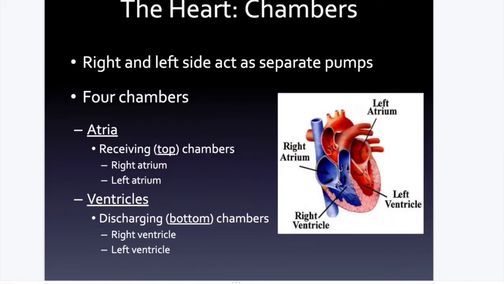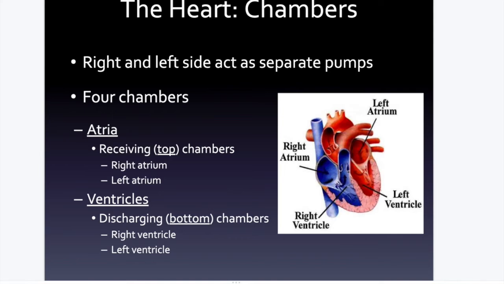Now, if we get into looking at the chambers of the heart, as we've mentioned before, the right and left side of the heart act as separate pumps because they're going to pump blood to different locations. So we do have 4 chambers in the heart. You have your upper chambers, or the top chambers. Plural, they're referred to as atria. Singular, you would have the right atrium and the left atrium. And then you have ventricles. You would have the right ventricle and the left ventricle.